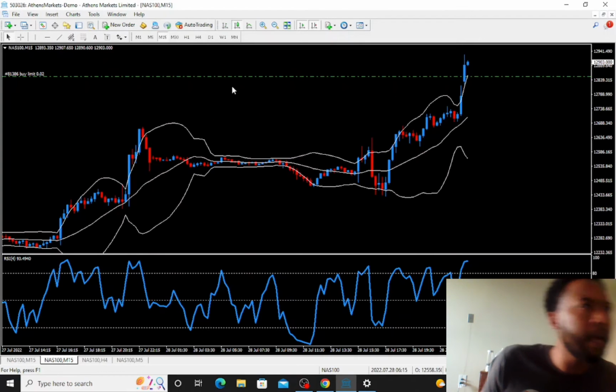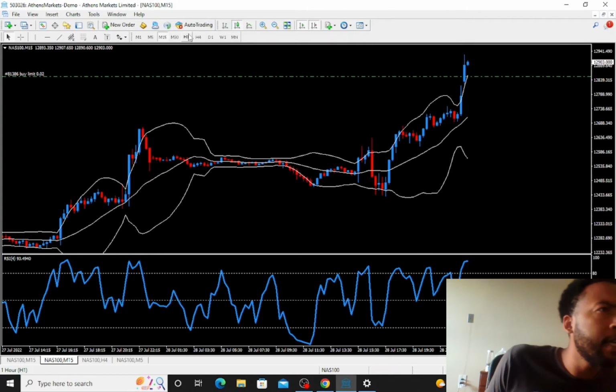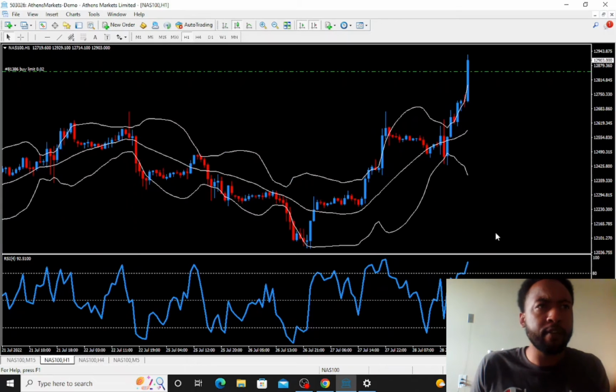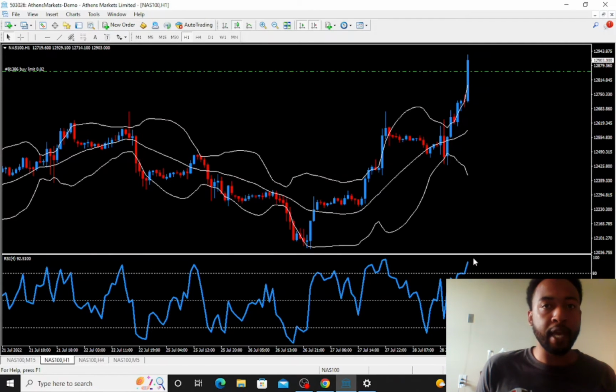And you can identify that, like I said, by going to the 1 hour time frame and seeing whether or not the upper band and the lower band are pointing away from each other. And you can confirm that if the RSI is above the 80.